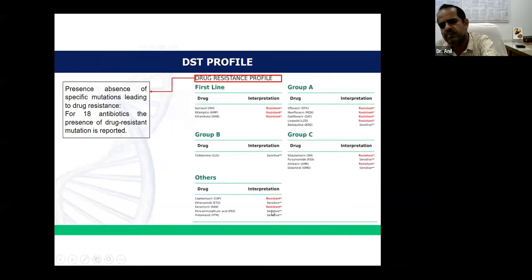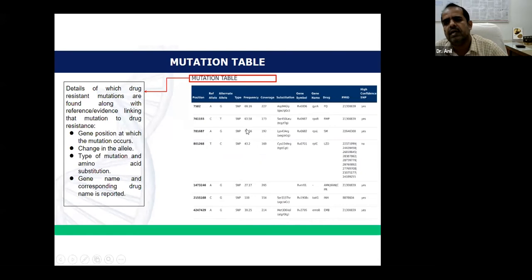Second, in a very simple manner, they tell you which one is sensitive, similar to a DST profile of an E. coli or Klebsiella. They say it is resistant or sensitive. And then on the next page, you find the mutations conferring resistance. They identify the mutation, the substitution, and ultimately the gene that is responsible.